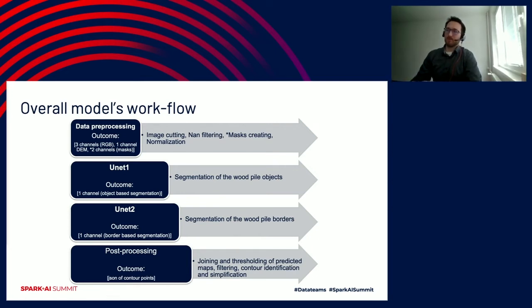Then the first U-Net model is supposed to be trained on object masks and then produce object predictions. The second U-Net model is supposed to be trained on border masks and then produce predictions of the borders. And some additional post-processing is supposed to join those predictions, and in a simple filtering and processing way, produce the final outcome that combines that information.